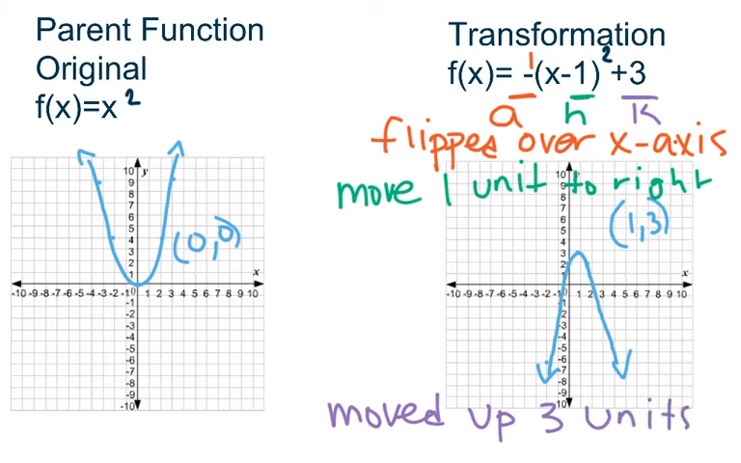There were 3 numbers. They did 3 different things. The -1 at the beginning made it flip over the x-axis. The -1 in the middle made it move 1 unit to the right. The 3 at the end made it move up 3 units. So notice it even makes sense for our vertex. It went from 0, 0 to 1, 3. It moved over to the right 1, up 3 units, and it also flipped over. So even if you forget the chart, you can look at the vertex and pick out what it's done.